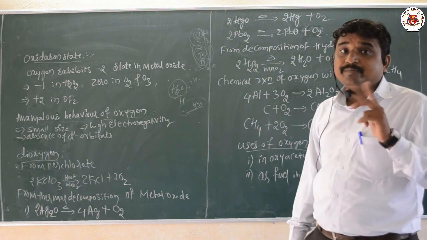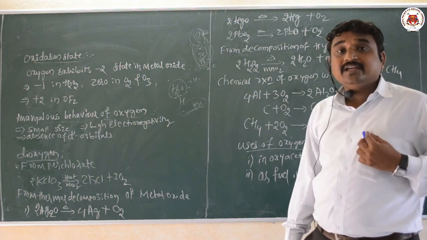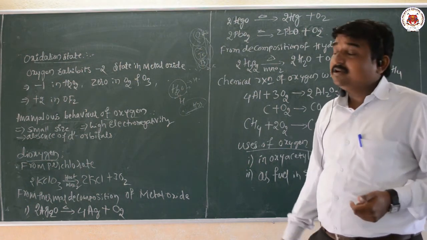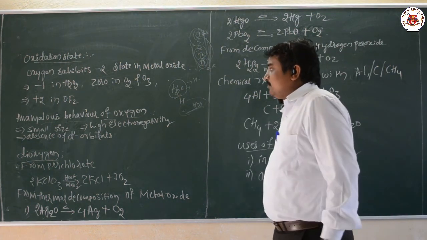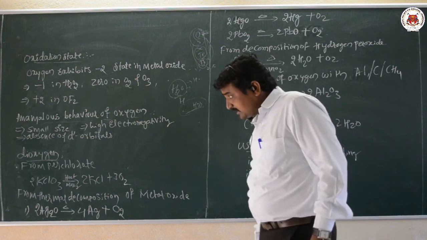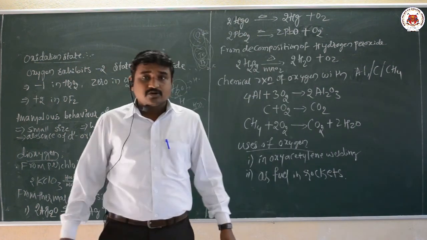So in case of group number 15, we already know the anomalous behavior of nitrogen, but in case of group number 16, here we have the anomalous behavior of the oxygen atom. So the next concept is dioxygen, that is oxygen.